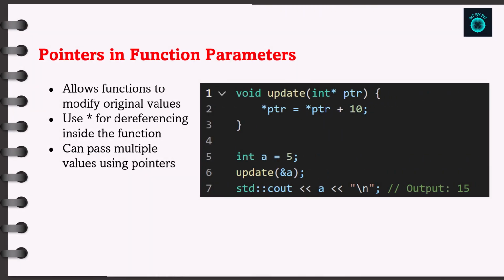Pointers and function parameters. In C++, you can use pointers as function parameters to directly modify values outside the function. This works because you pass the memory address to the function. Inside the function, you use the star symbol to access and change the value at that address. In this example, we have a function called update that takes an integer pointer. Inside the function, we use *ptr = *ptr + 10 to change the value. Then, in main, we call update and pass the address of a using the ampersand symbol. After the function runs, a is changed from 5 to 15.